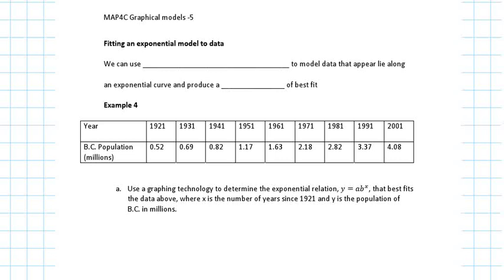So as we've done before with exponential modeling, we've done linear modeling, right? Line of best fit or parabola of best fit. We can do the same thing with an exponential. We can use exponential modeling or exponential regression to model data that appears to lie along an exponential curve and produce a curve of best fit. So in this case, it's not a line, it's a curve of best fit.